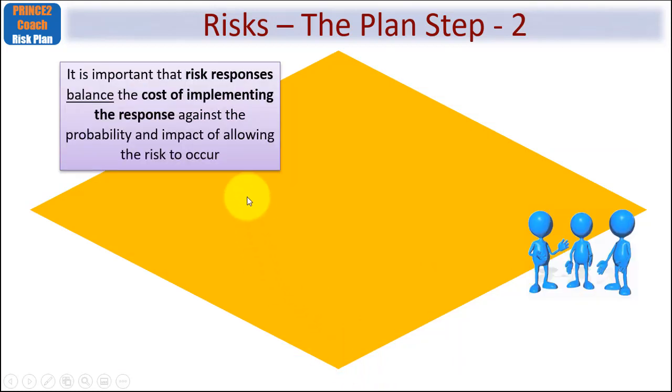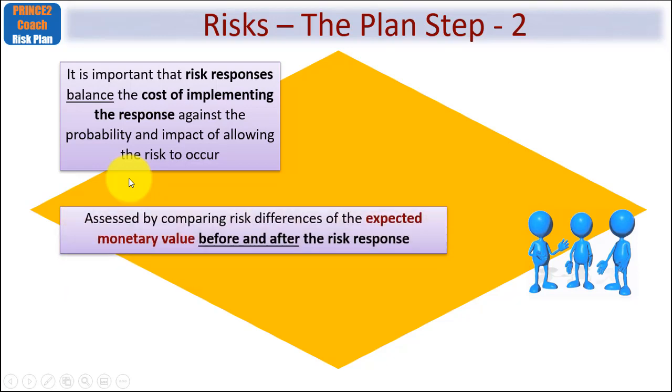Now, it's important that risk responses, as I've said in the previous slide, balance the cost of implementing the response against the probability and impact of allowing the risk to occur. Now, this can be assessed by comparing risk differences of what's known as the expected monetary value before and after the risk response has been put in place. Again, this is just a bit of tutorial just to make sure you're on point, okay?